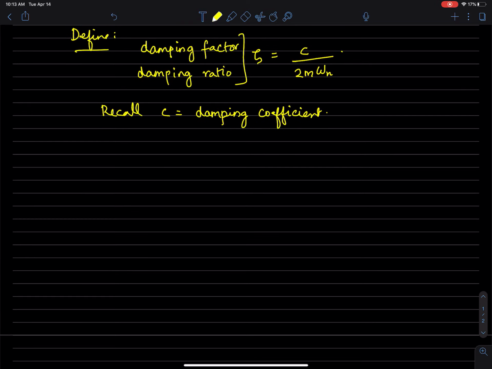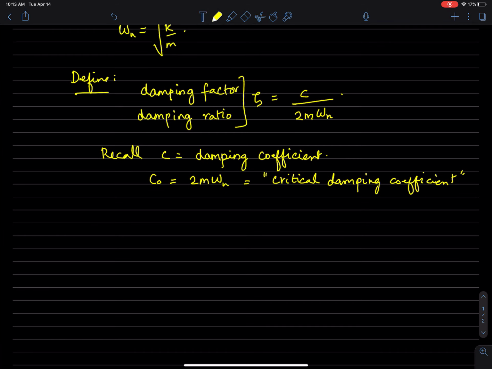Sometimes c not, defined to be 2 m omega n, would be called critical damping. So we'll come to that later. Okay, so what that means, critical damping.